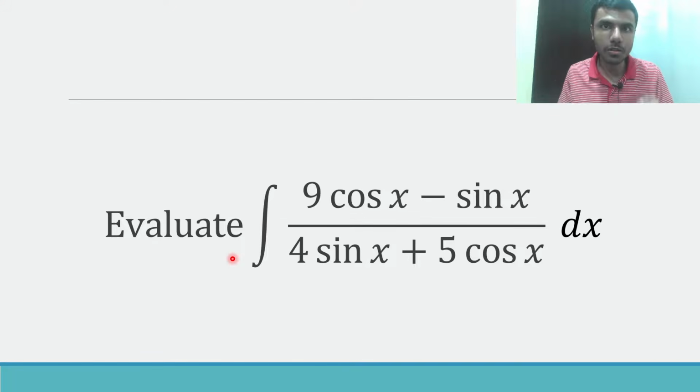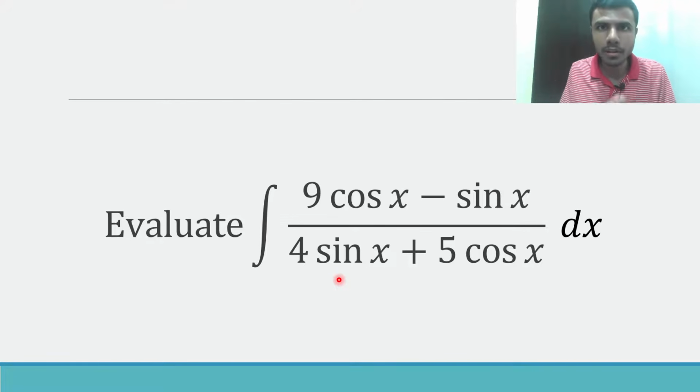Now let us see how to solve this given question. Here we need to evaluate this, whatever is there in front of you. Fine. Now you see, whenever we are given an integral in which the numerator just contains cos and sine, and in the denominator also we just have cos and sine, if that is the case, there is a method. Now what is that method?